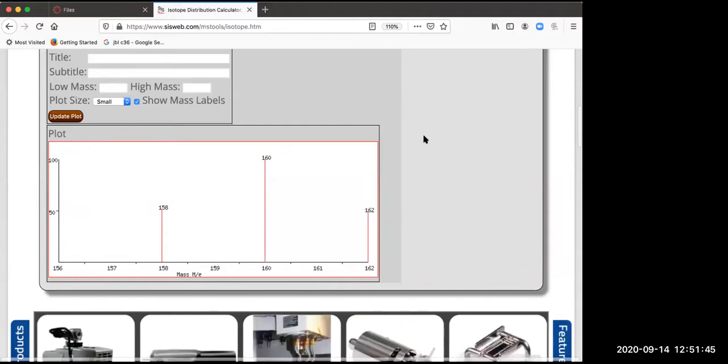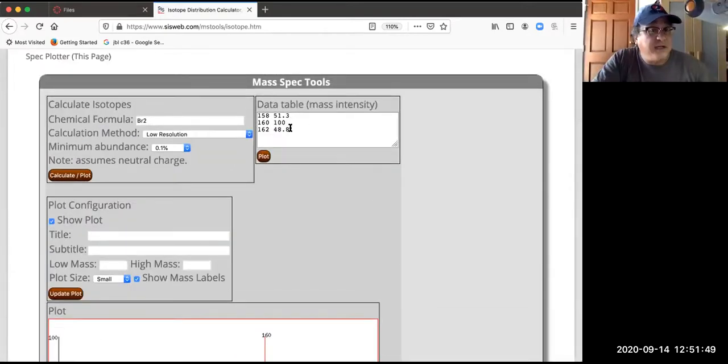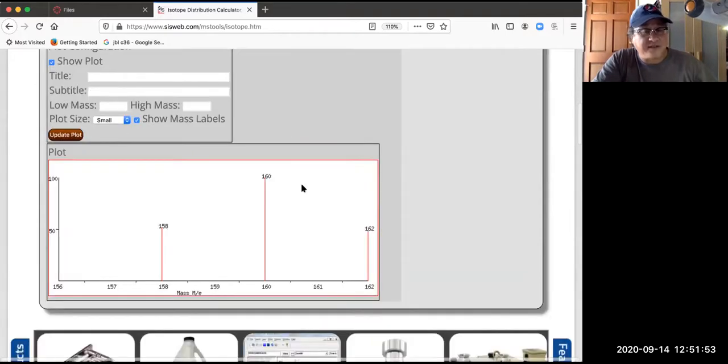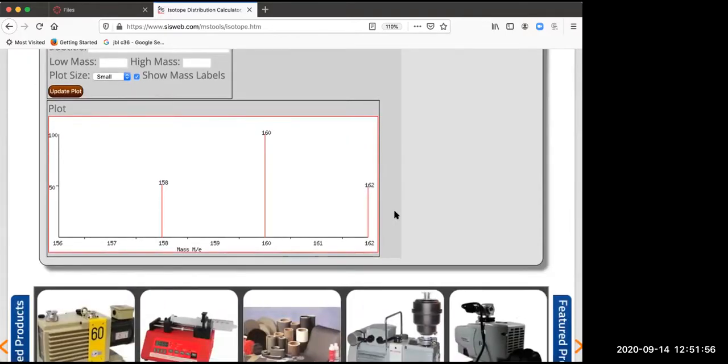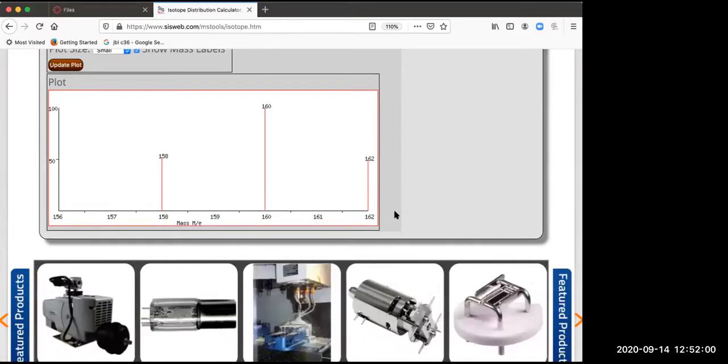So did we get that correct? Half of it. Well, let's take a look at the numbers here. 158 is 51.3. 162 is 48.8. So did we get that correct? Yes. So now let's critique it like people normally critique things. What did we mess up?